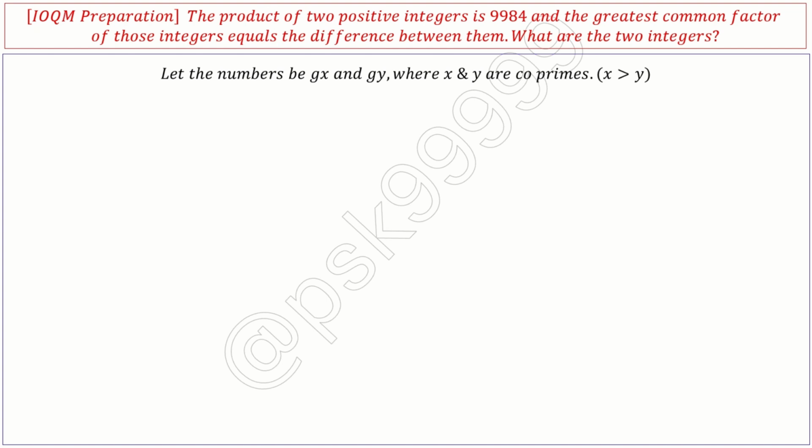So let the numbers be Gx and Gy, where x and y are co-primes and x is greater than y.